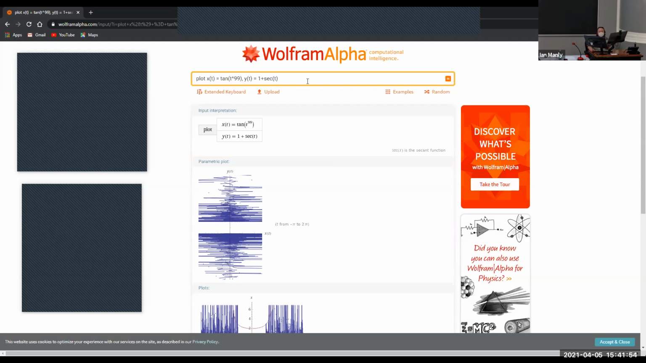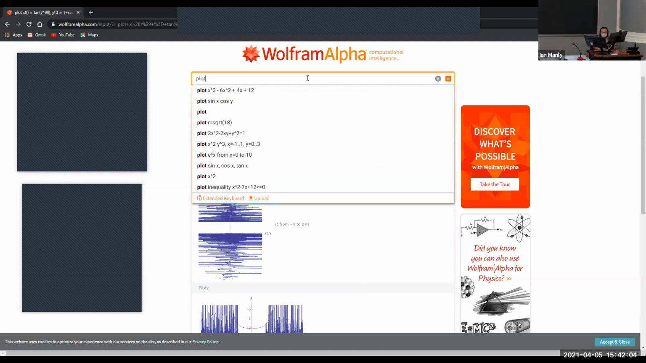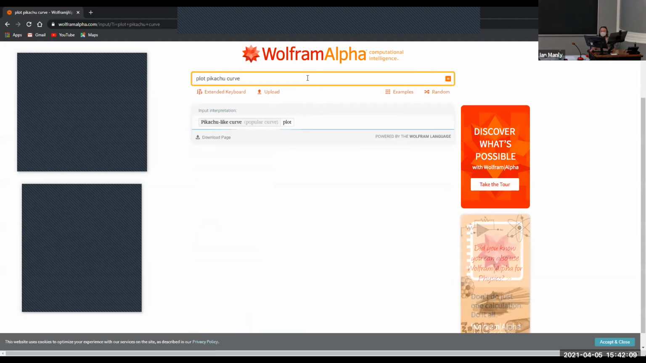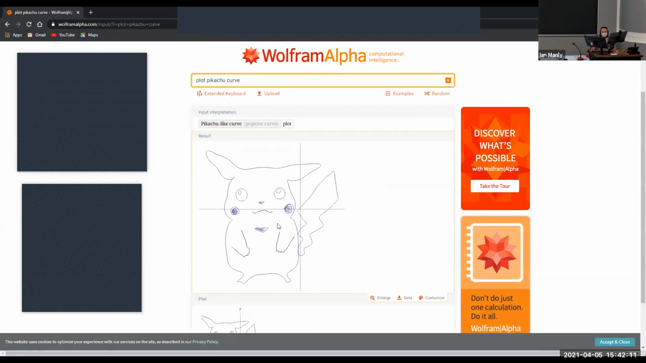But probably the most fun part about this is that there exist parametric equations that depict the likeness of famous characters. So for example, we can plot the Pikachu curve here, and we end up getting this right here. So you could pretty much type in any kind of character name or any politician or famous person in here, and they'll end up having a parametric equation representing it. And you may be thinking, okay, what kind of equation is going to give me this Pikachu looking thing?